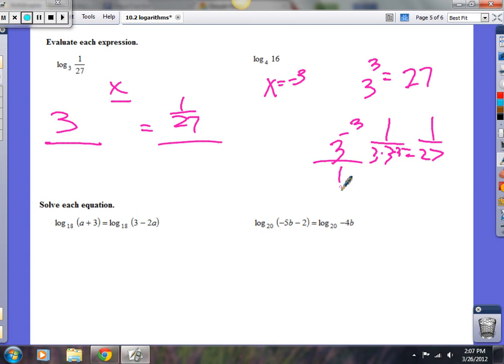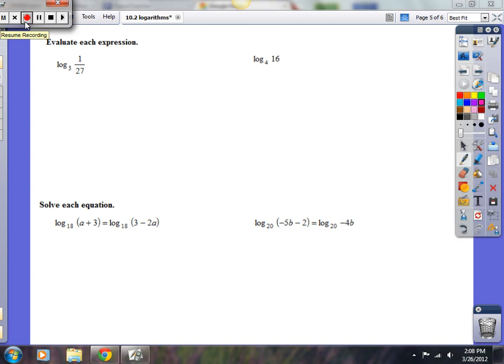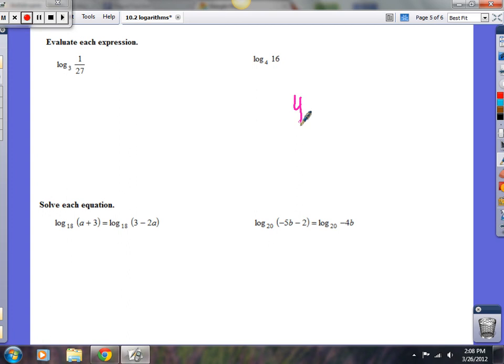Okay, try this one. Do this. You just rewrite it as the base is 4, exponent, that's what you're looking for, equals 16. So you pretty much just figure it out. You start with 4 on your calculator and you go 4 times 4 until it equals 16. Then you count how many times you did that. So your answer is 2. Okay, this one right here.